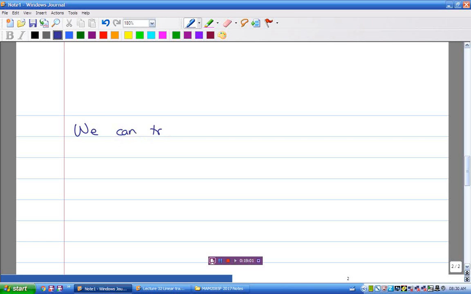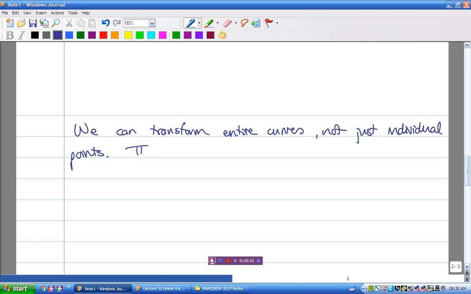We can transform entire curves, not just individual points. The key, or the technique, or the important thing that you need to do is to express the curve in vector form. And once you've expressed it in vector form, you can carry out the transformation on it, because the transformation is framed in terms of transforming vectors. And I will demonstrate with an example, number 66.